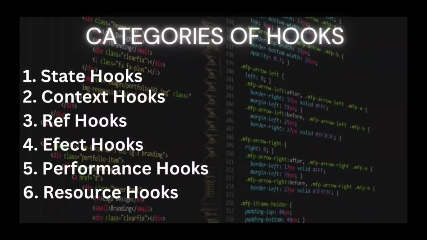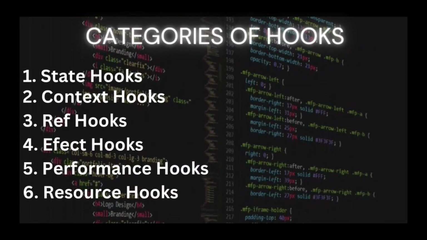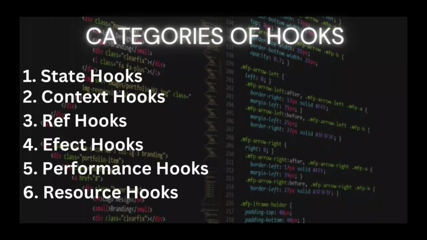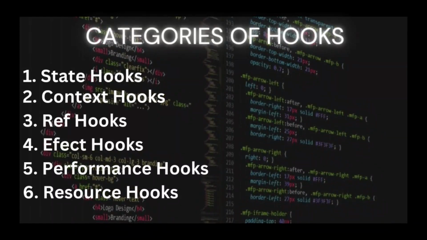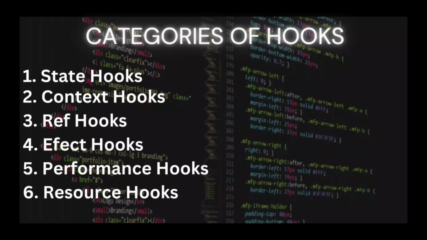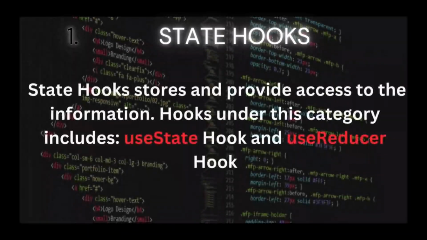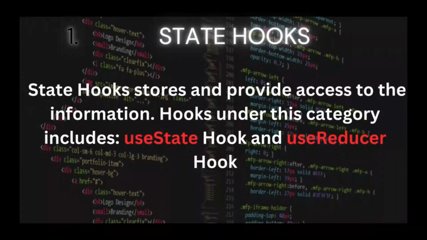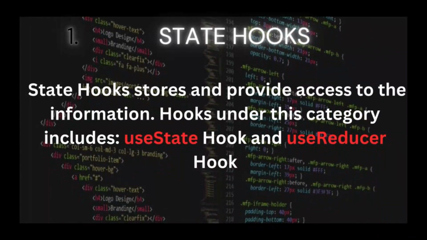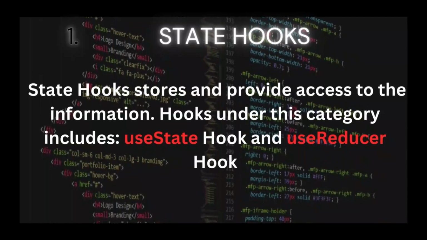There are many of them, and I've grouped them into 7. I'm going to discuss them one after the other: state hooks, context hooks, ref hooks, effect hooks, performance hooks, resource hooks, and then other hooks and custom hooks. So when you say state hooks, they store and provide access to information, right?